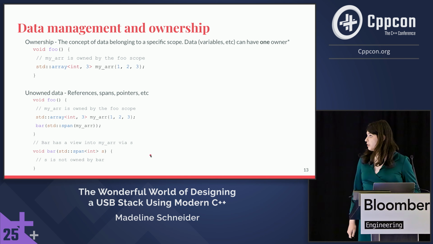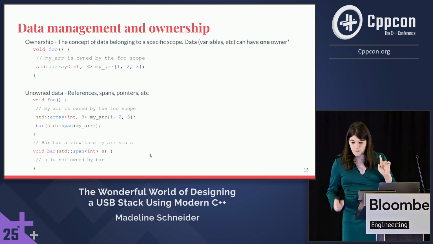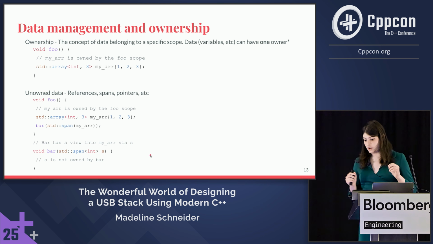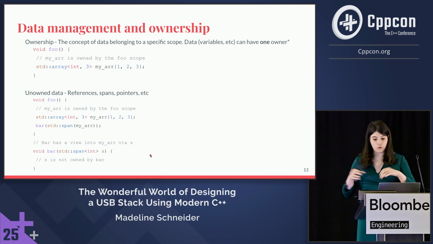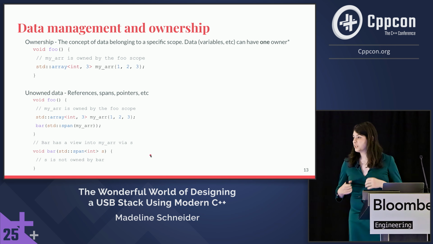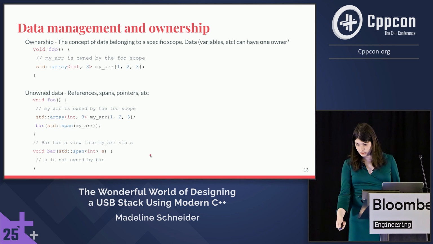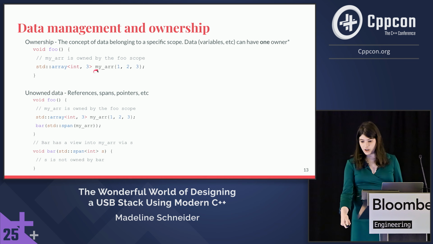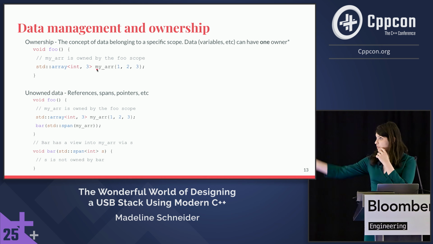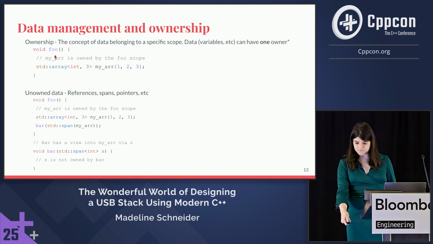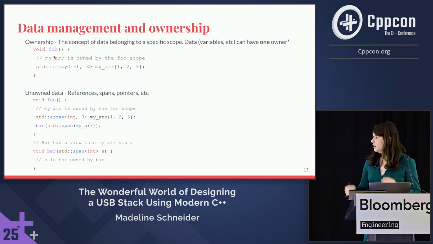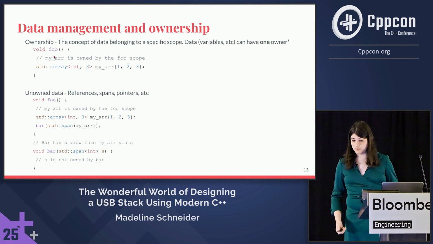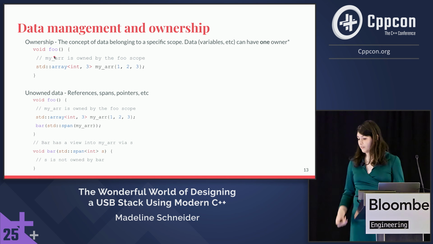The next thing I want to talk about is data management and ownership. Ownership is the concept that every variable or piece of data is owned by a specific scope. So in this example at the top, you can see that my array is owned by foo. When foo ends, my array will be destructed because foo owns my array.